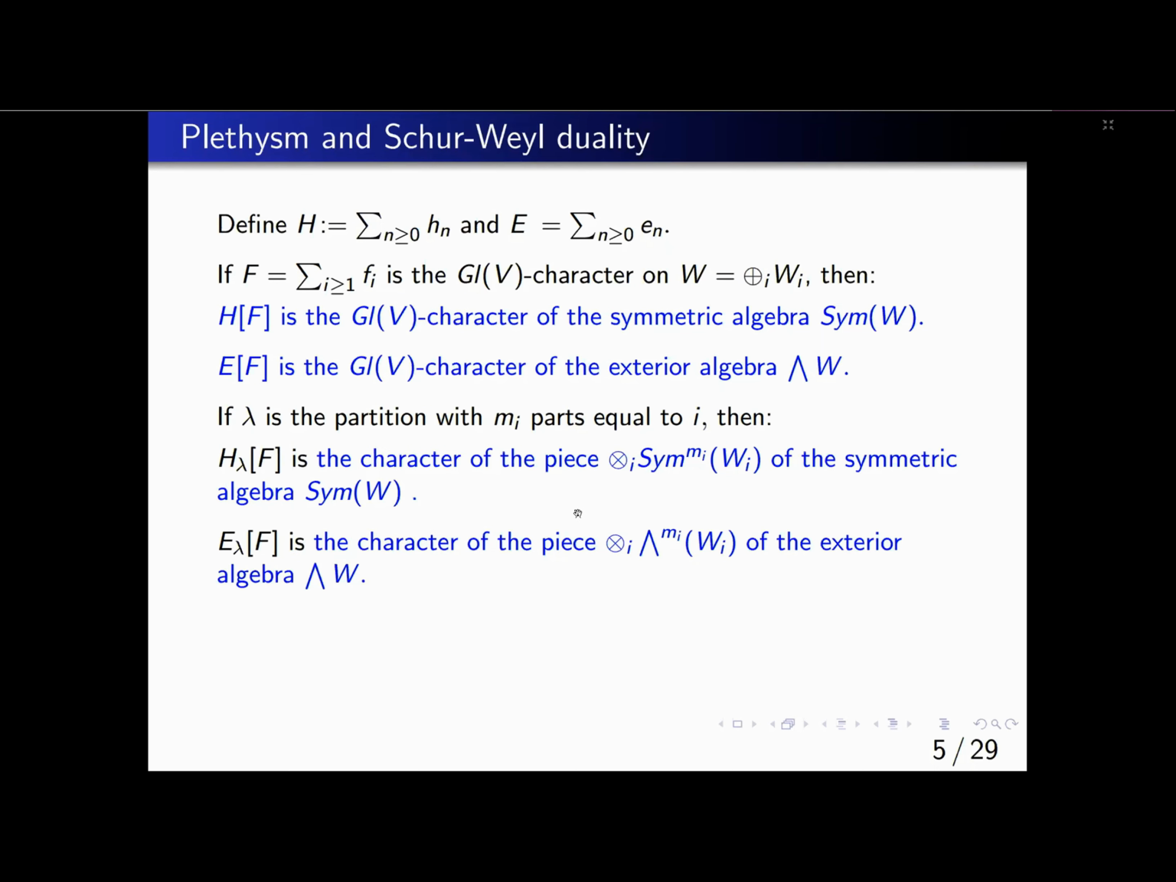More specifically, you don't really need to pay any attention to this, but you'll see things like h_lambda plethysm with F, and it's basically the character of this piece of the symmetric algebra, and likewise for e_lambda of F. And the last thing on this slide is the reciprocal of 1 minus p_1, which, if you expand it as a geometric series, is the GL_V character on the full tensor algebra.